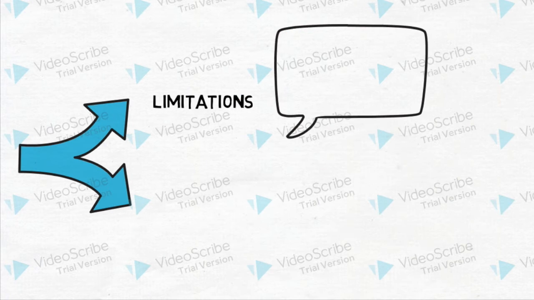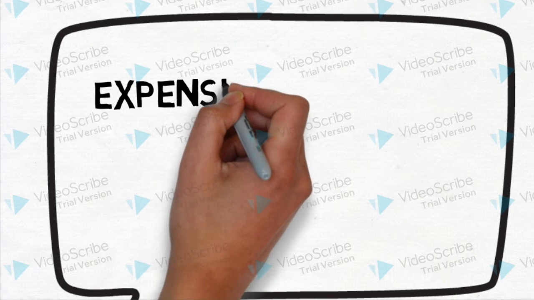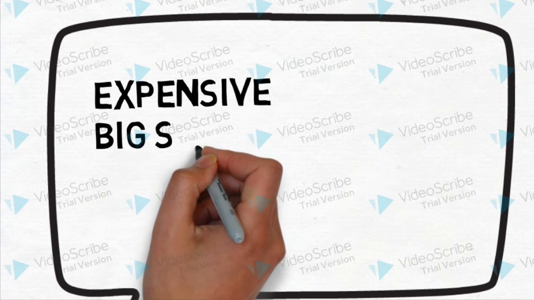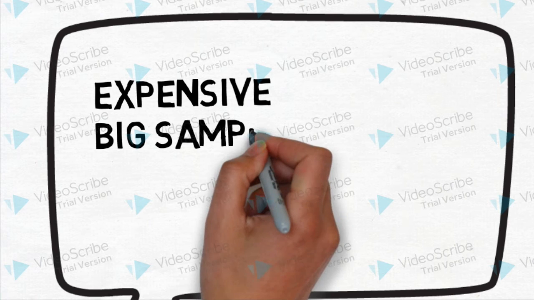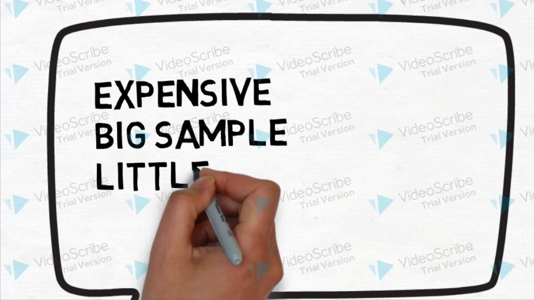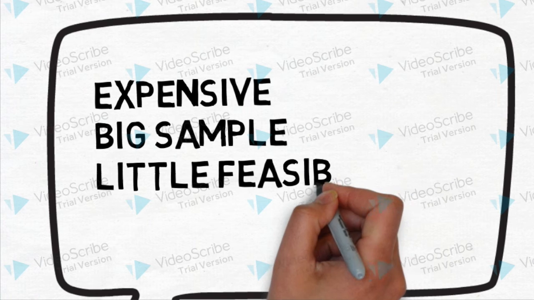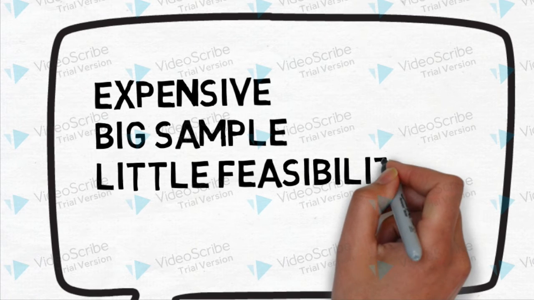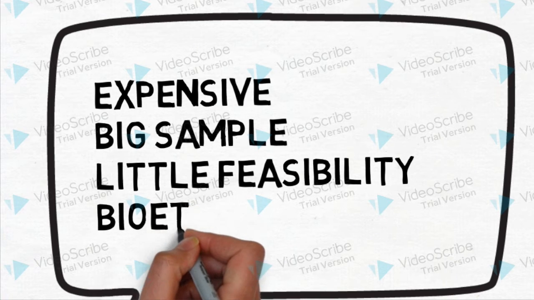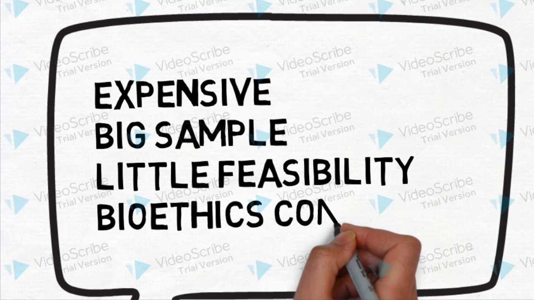Finally, the limitations of an RCT are multiple. It is an expensive study since we need a big sample. It has little feasibility. We can only discuss specific questions. There are some bioethics concerns, so we always use an informed consent to respect subjects' rights. It's necessary to establish the positive impact of the study in the population and its scientific value. It's always important to use a fair, randomized method.